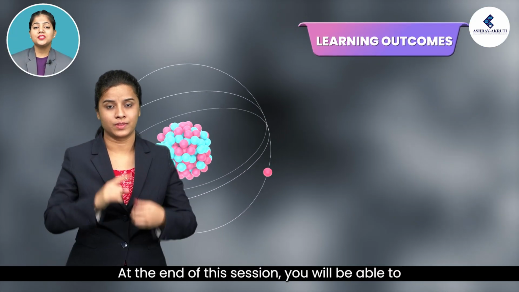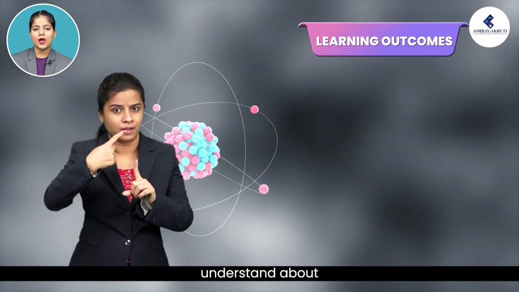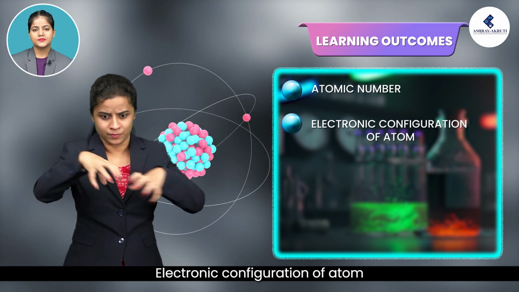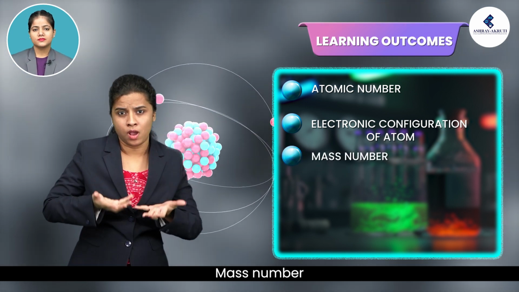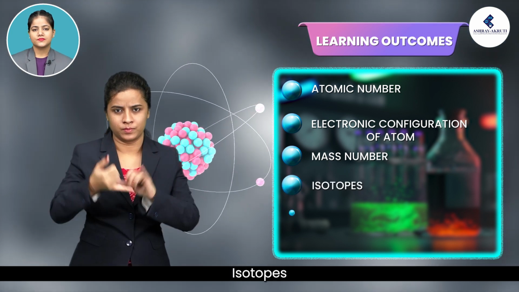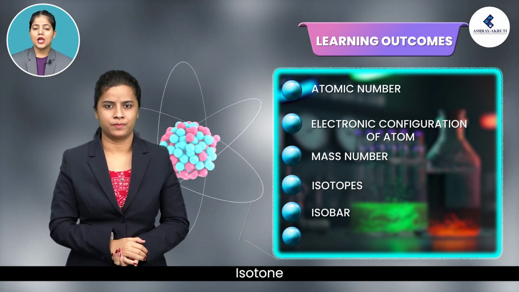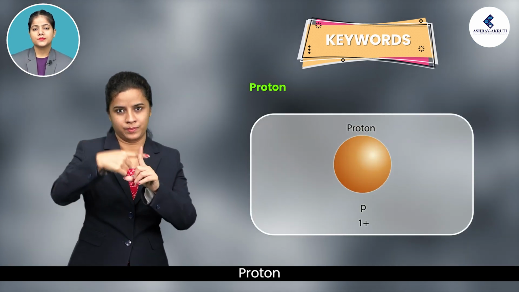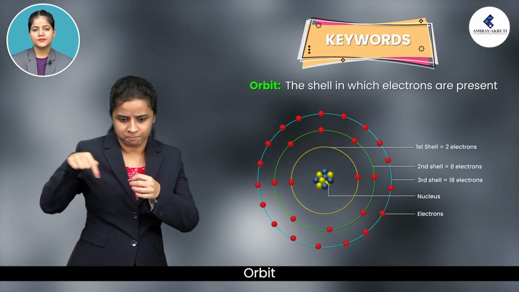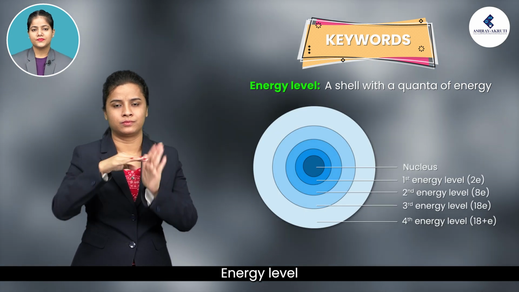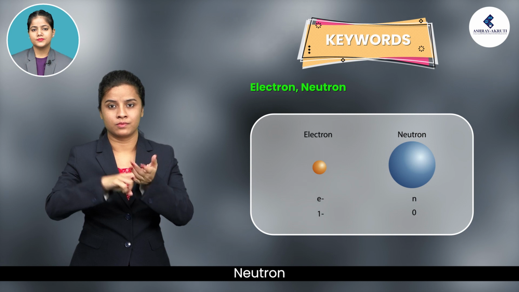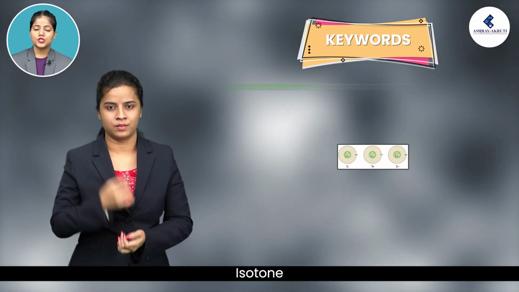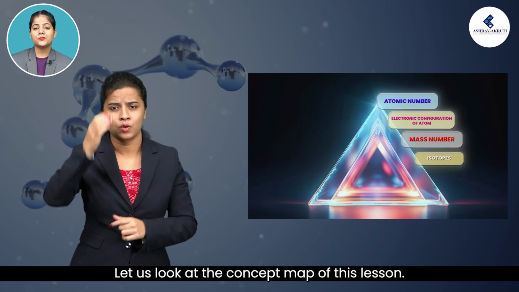Learning outcomes. At the end of this session, you will be able to understand about atomic number, electronic configuration of atom, mass number, isotopes, isobar, isotone. Keywords: atomic number, proton, nucleus, orbit, energy level, electron, neutron, mass number, isotope, isobar, isotone. Let us look at the concept map of this lesson.